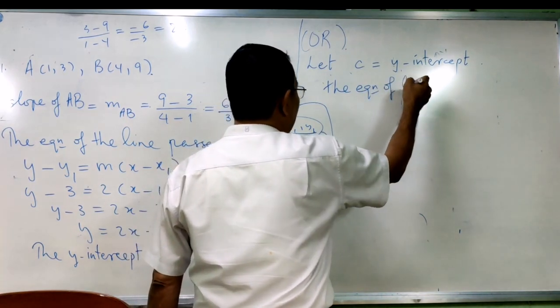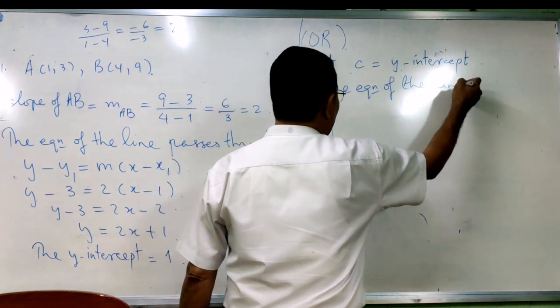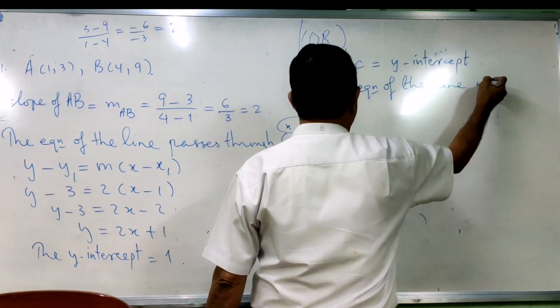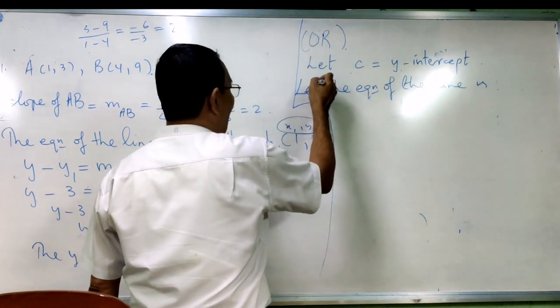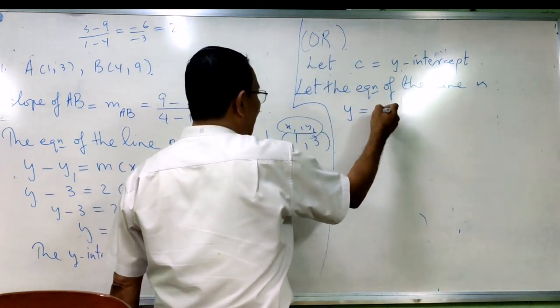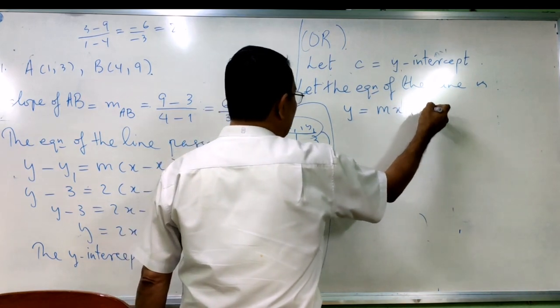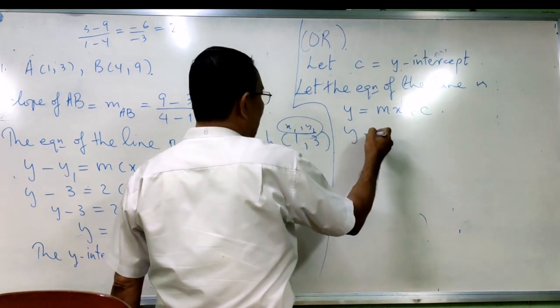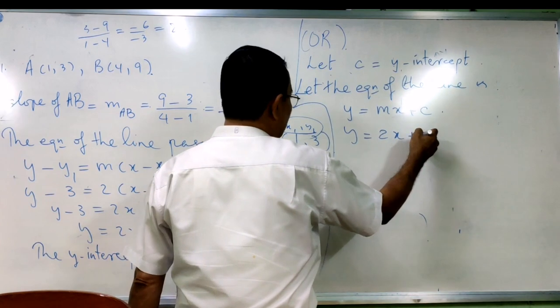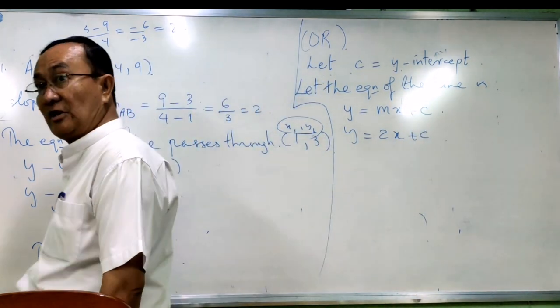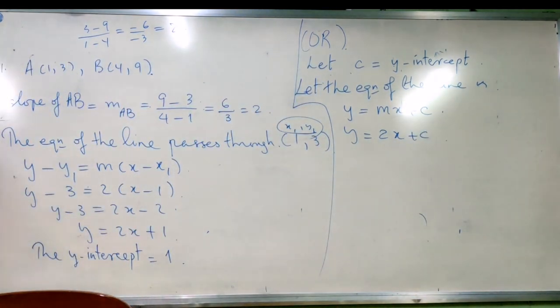Now the equation of the line. The y intercept would be this. Let y equal to mx plus c, where m is the slope, for example 2x plus c. C is the y intercept.